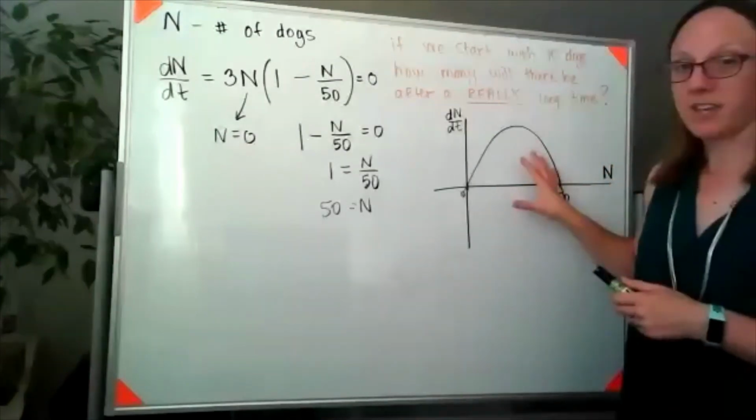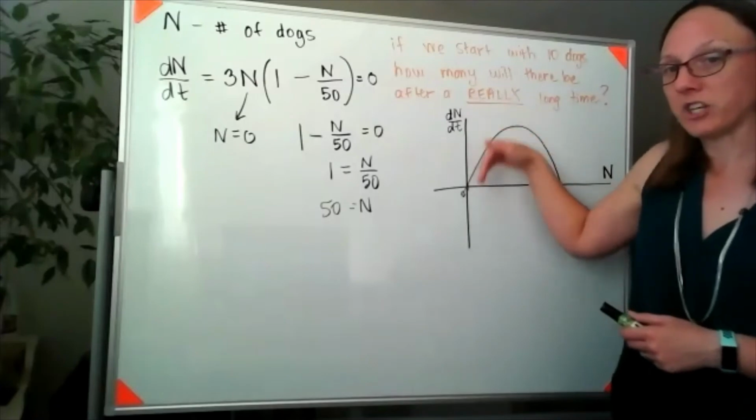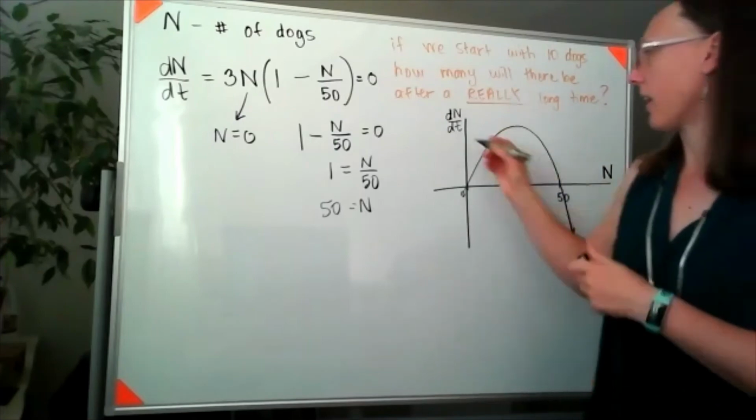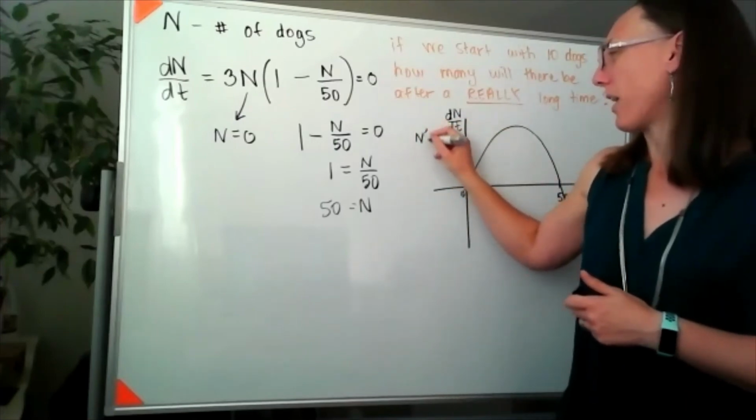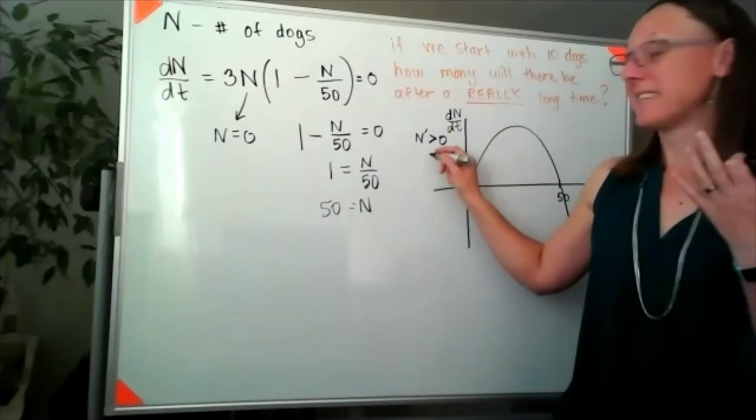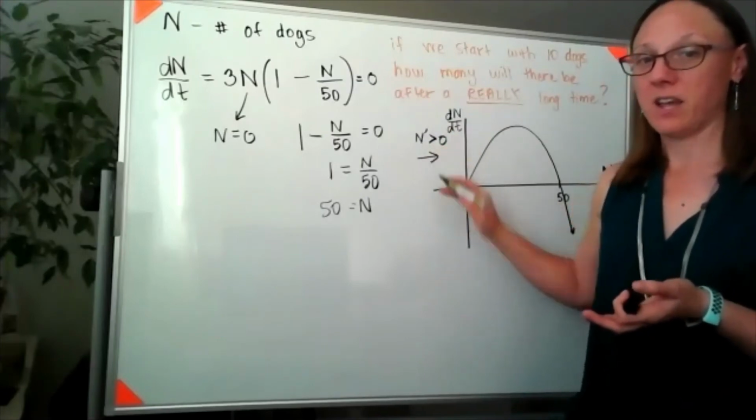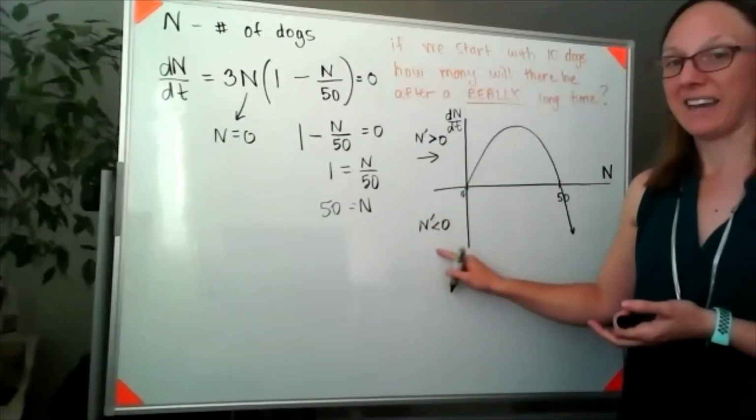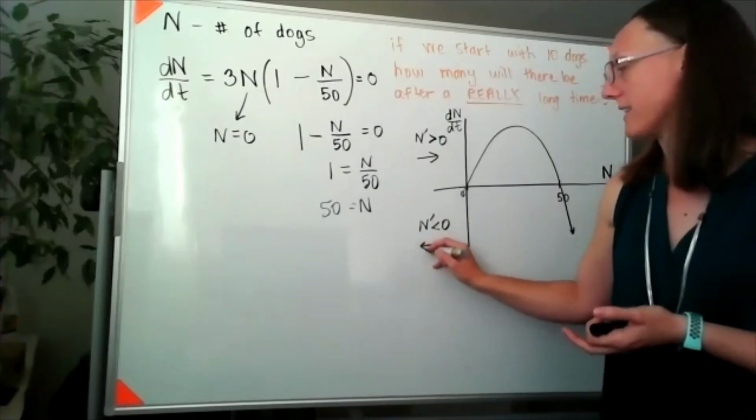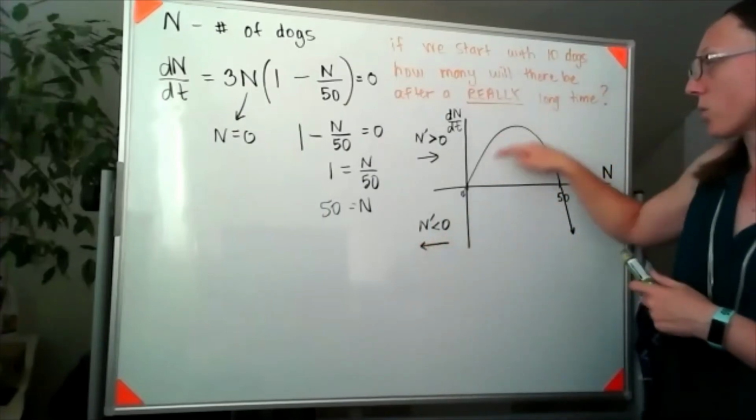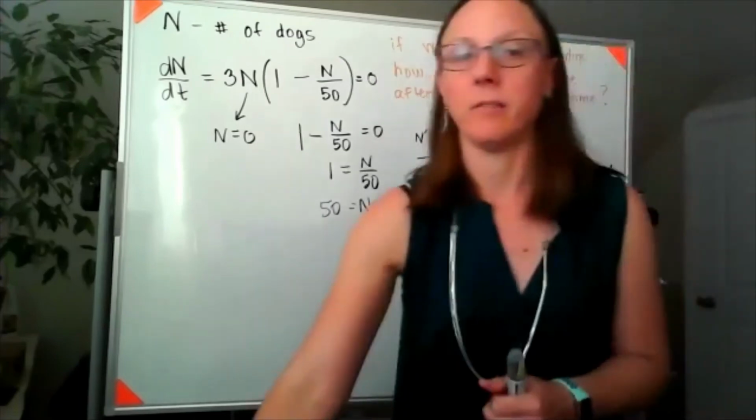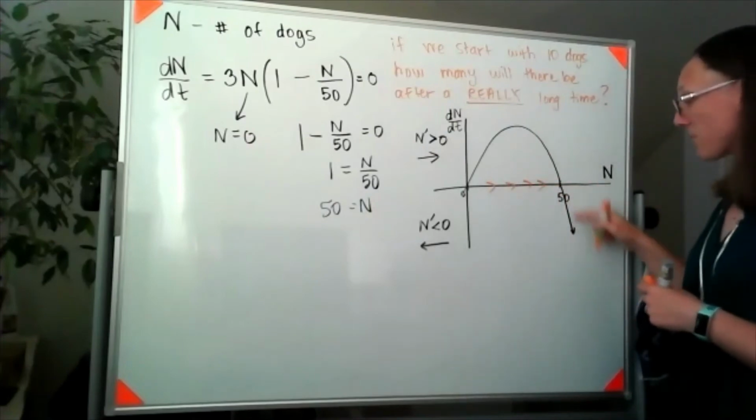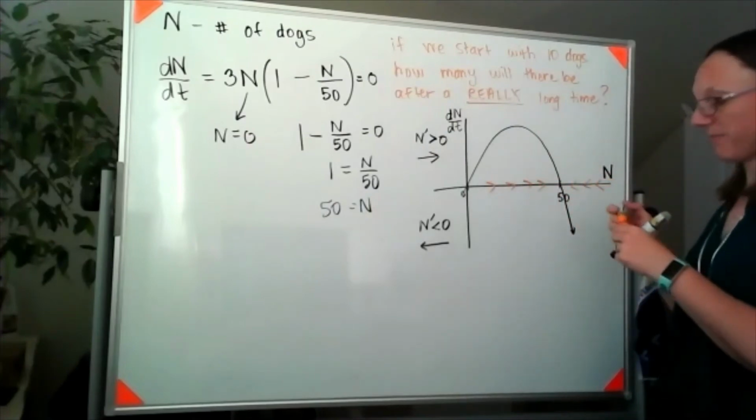So already just thinking about my picture, I know in this whole region, because my curve is above the axis, everywhere in here, dN dt or n prime is positive, which means n gets bigger and we move to the right. Everywhere down here, my n prime is negative, which means n is getting smaller and our smaller n's are toward the left. So in this portion of the curve, I know I'm getting pushed to the right. And in this portion of the curve, I know I'm getting pushed to the left.